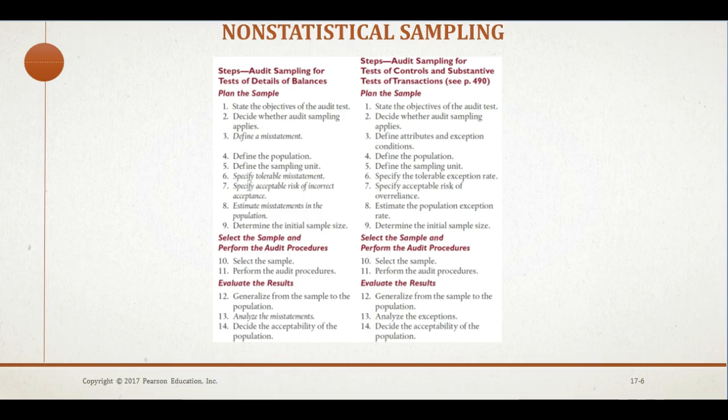The primary differences for the test of details of balances are when the auditor is planning the sample, when the auditor defines a misstatement, and when the auditor specifies the tolerable misstatement and specifies acceptable risk of incorrect acceptance. In addition, in evaluating the results of the audit sampling for the test of details of balances, the auditor analyzes the misstatements.